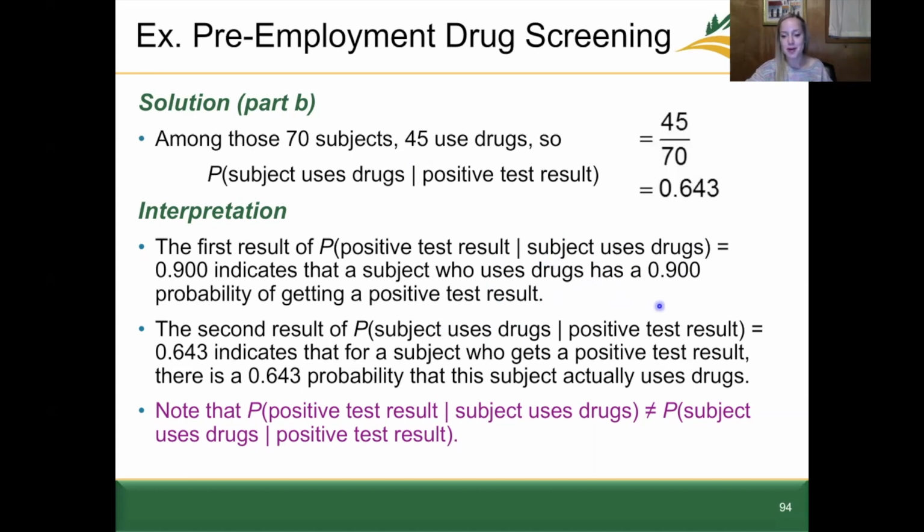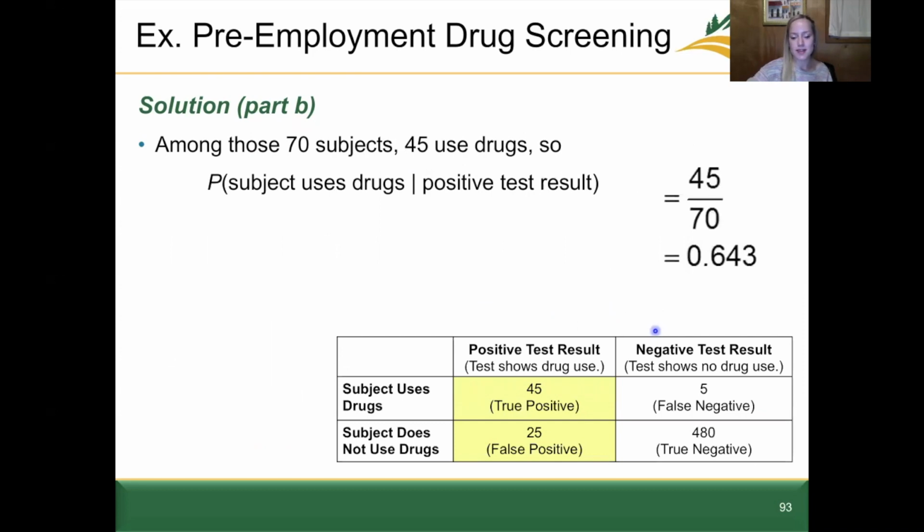However, here in part B, given that a subject is going to get a positive test result, and then because they actually do use drugs, the probability is only 0.643. This is because of how many false positives there are in these test results. Going back to this table here, you'll note that even for somebody who does not use drugs, out of all the positive test results, 25 actually do not, while 45 do.